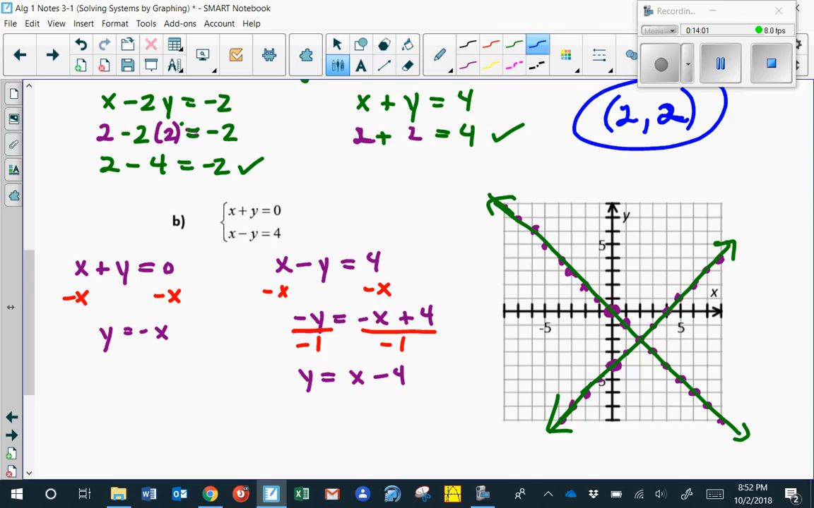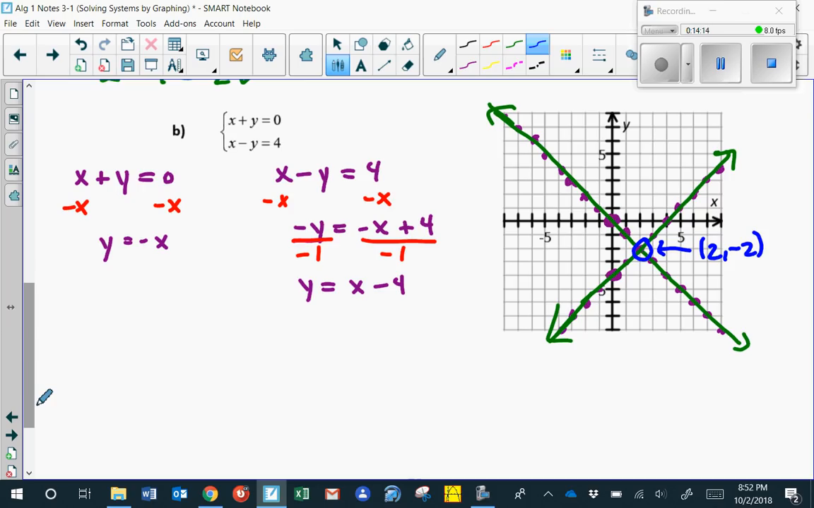Once we've graphed both lines, identify their intersection point. Their intersection point is the point 2 comma negative 2. We can check that in both equations. And again, I want to check it in the original equations. The first equation is x plus y is equal to 0. So if I replace x with 2 and y with negative 2, that gives us a true statement since 2 plus negative 2 is equal to 0.